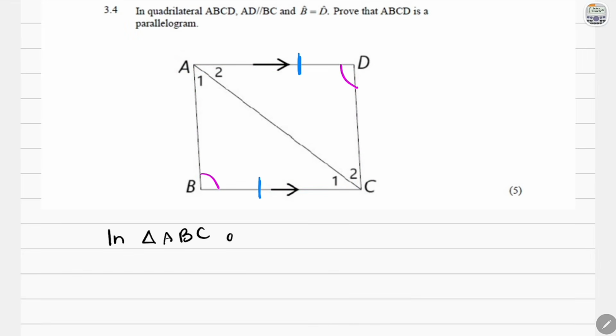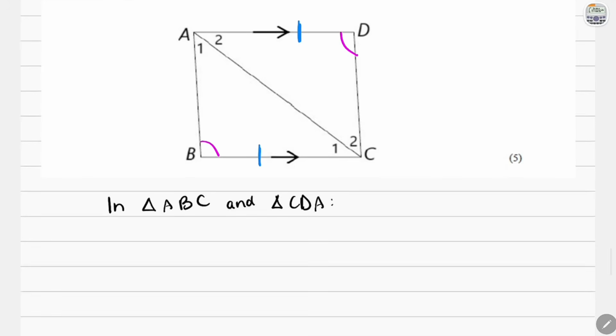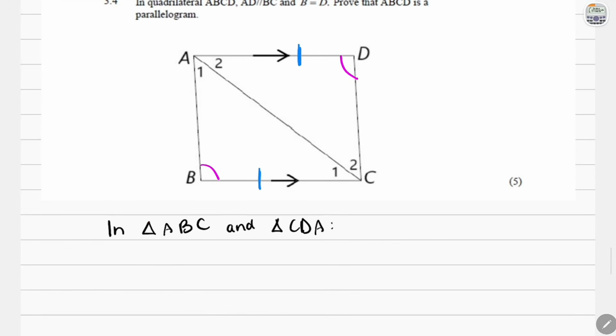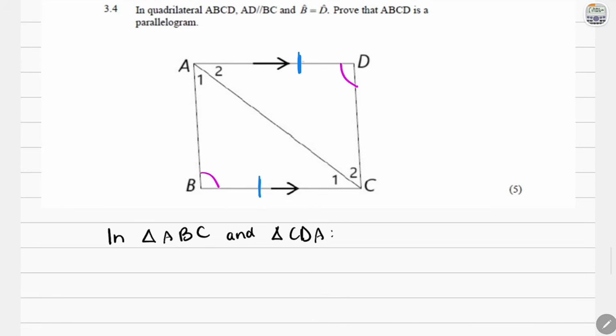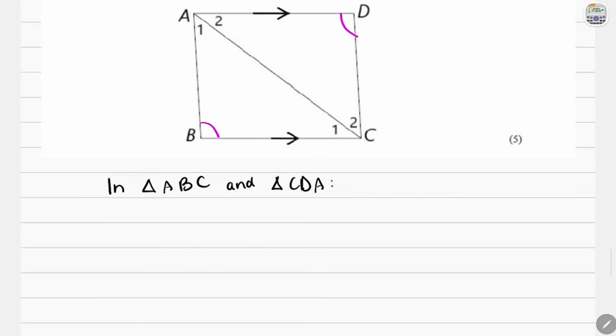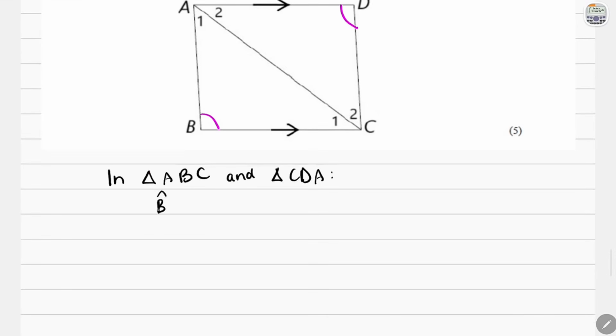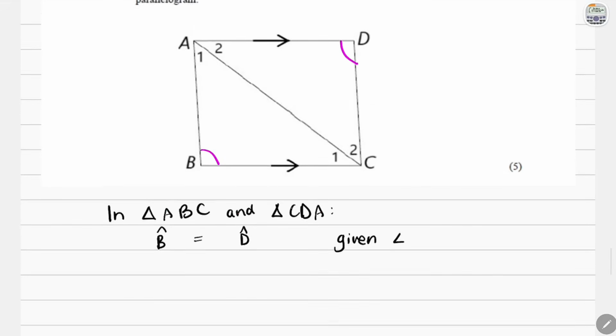Okay, so in triangle ABC and triangle CDA, let's go ahead and prove this. So if you can prove any of the 4 cases of congruency, then your triangles are congruent. So what do you notice? They're not equal yet. What do you notice are equal in your triangles? We were first already given that angle B was equal to angle D. So we'll go ahead and state that. Angle B equals angle D, and this is a given angle. We didn't have to find it, it was already given.